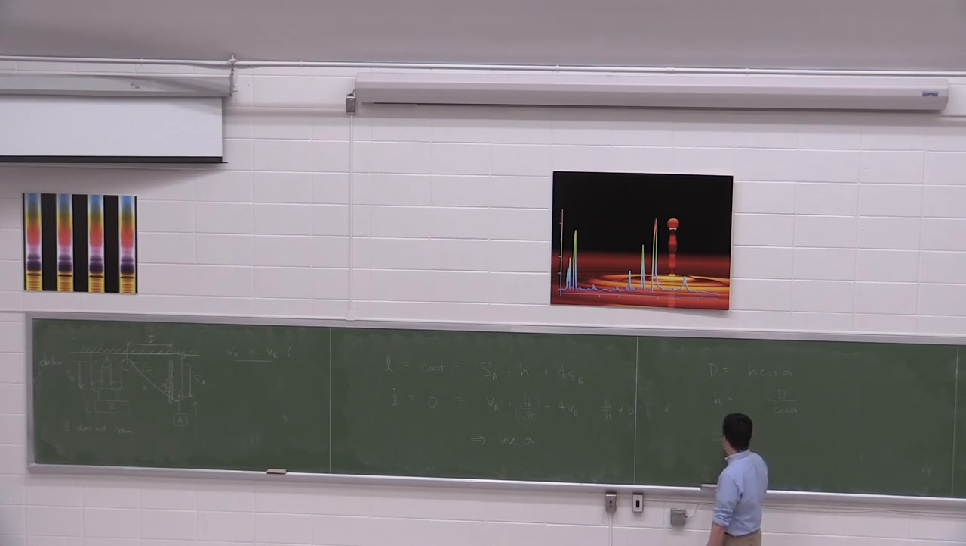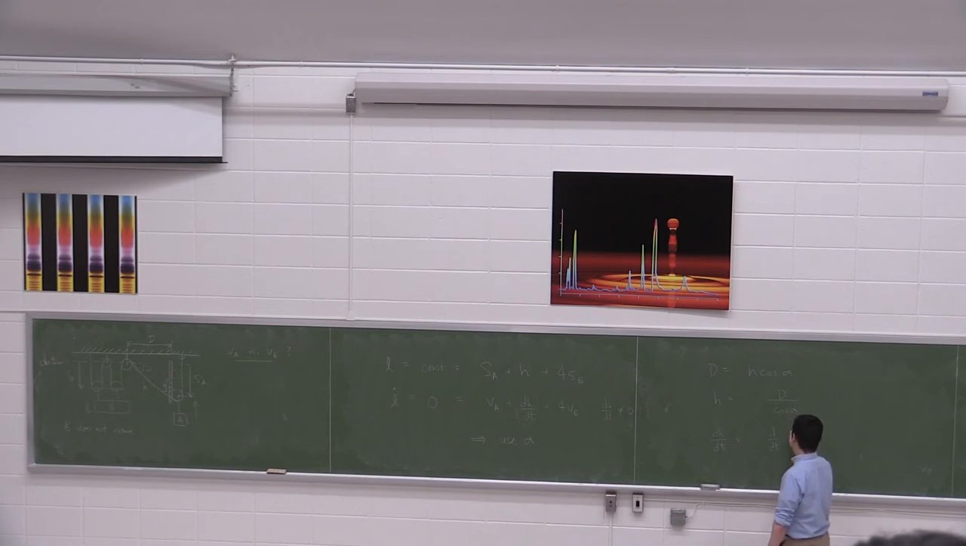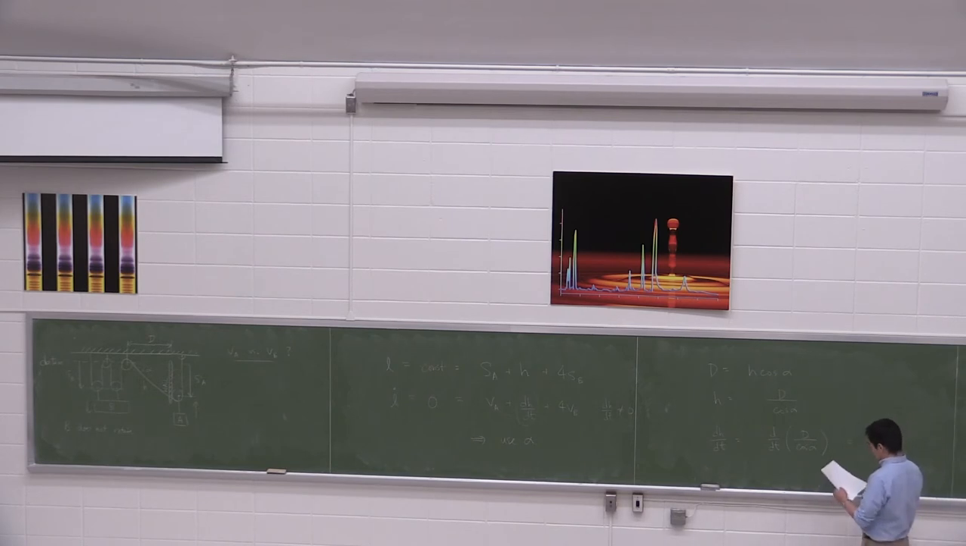and then dH/dt is like d/dt of D over cos alpha, right? And so this will be like D sine alpha, chain rule, alpha dot, divided by cos squared alpha. Okay? Dot, dot, dot.